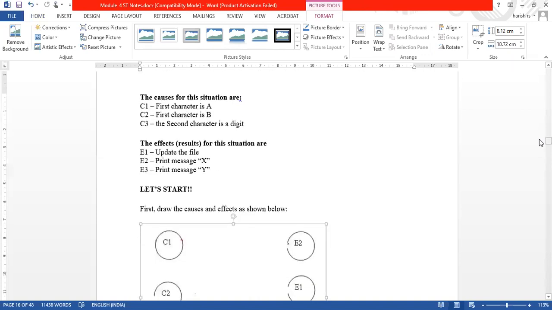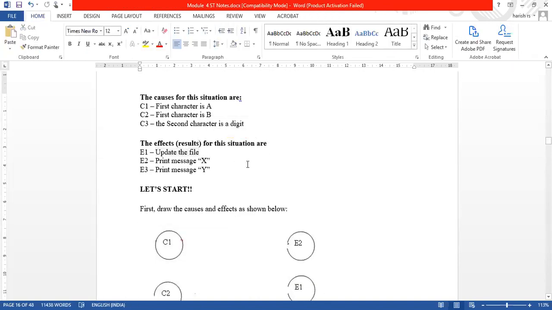When can E1 arise? When the file is updated. What does it mean when the file is updated? The first character should be A or B, and the second character should be a digit. Then we can say the effect is positive, the effect is true. So A or B should be true, followed by the second character also being a digit. That also should be true. And then we can say that the file is updated.